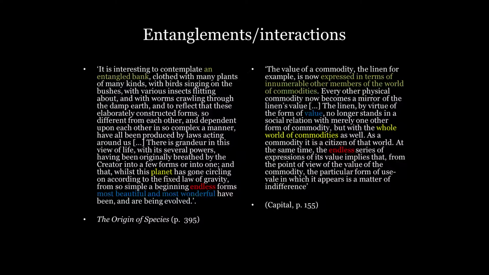In yellow, a global reach. So Darwin's theory is a theory of planetary life. Marxism is a theory of capitalism as world system, as it would later be called. So the whole world of commodities and the whole planet of ecological interactions. And finally, in red, this word endless that appears in both Darwin and in Marx there.